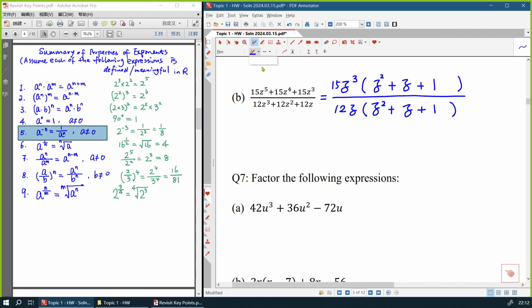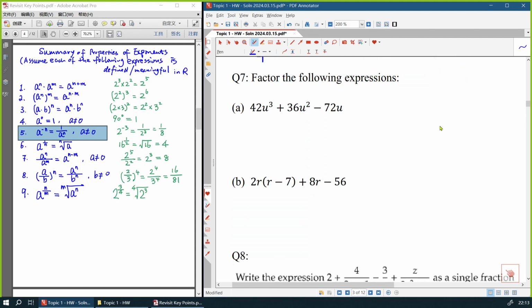Yes. Then we will have identical terms here, so these two terms can cancel with each other, right? And 15 cancels with 12. This leaves us, because we have a common factor 3, so we can divide both numbers by 3. That leaves us 5 over 4, right? z cubed over z gives us z squared, right? So the final result is 5 over 4 z squared. You follow me?